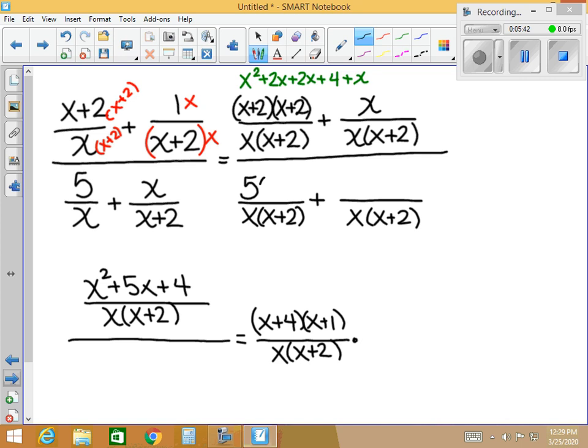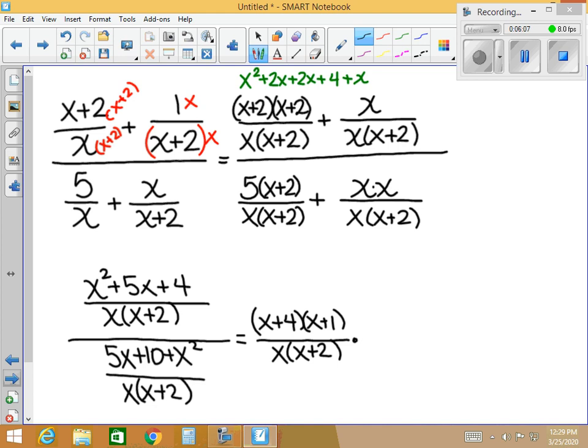The 5 here needs to be taken times the x plus 2. And the x needs to be taken times another x. I'll be literal and write it that way. So when I distribute and combine like terms, there are no like terms. So I just have 5x plus 10 plus x squared.